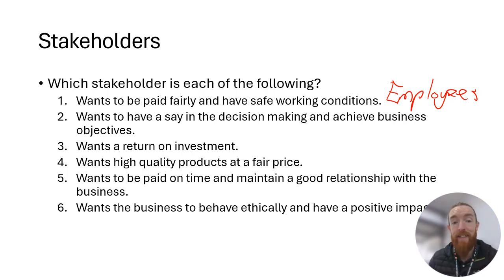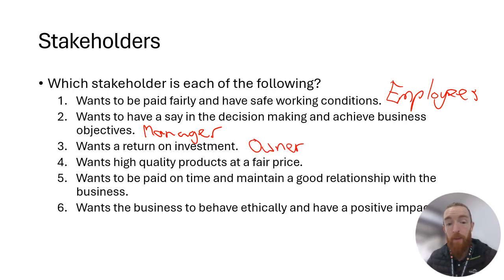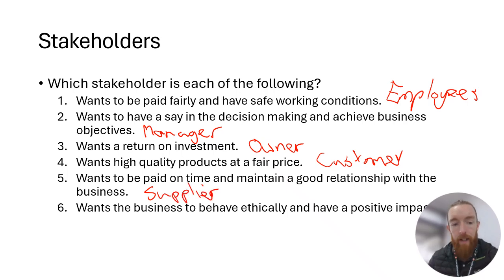Next up, someone who wants to have a say in decision making and achieve business objectives, that's going to be a manager. Someone who wants a return on investment, that's going to be an owner or a shareholder. Someone who wants high quality products at a fair price is a customer. Someone who wants to be paid on time and maintain a good relationship with the business. Now, don't be confused here, that sounds a little bit like employees, but that is a supplier. Then, someone who wants the business to behave ethically and have a positive impact, that is going to be our general community, because they want the business to not have a negative impact on the local area.